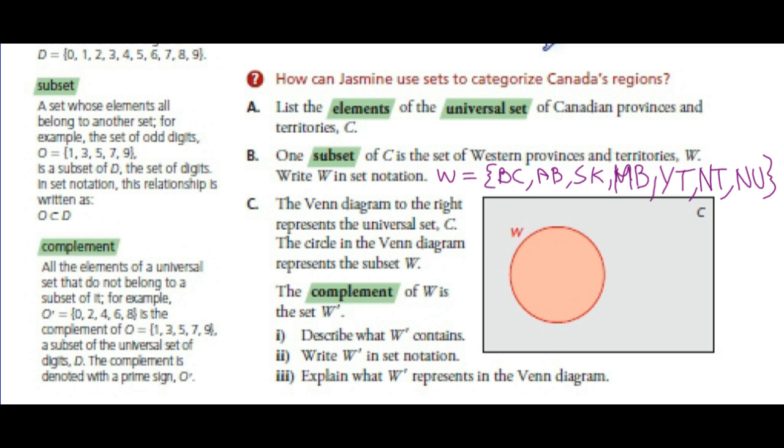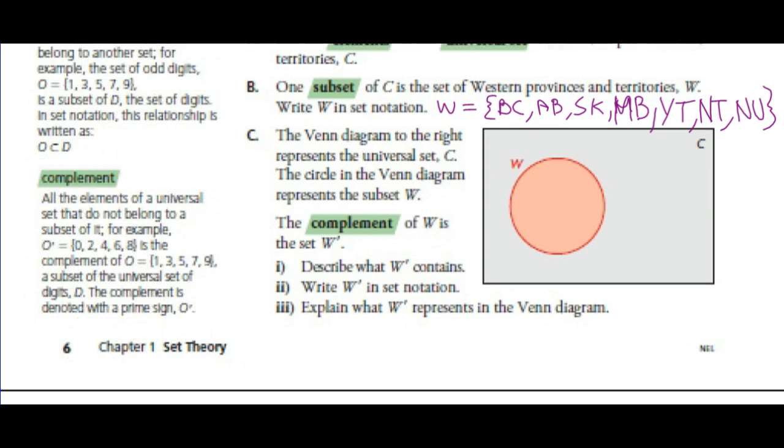Okay, so if you take O and O prime and put them together, you're going to get D. If you take a subset and its complement, they cover off everything that's in the universal set. Okay, so describe what W prime contains. So what's in W prime? W is the western provinces and territories. What's W prime?